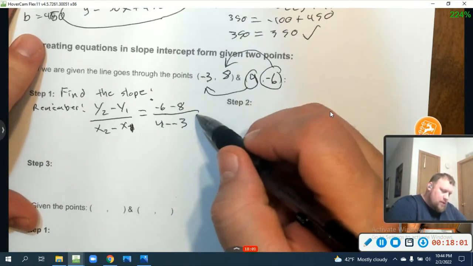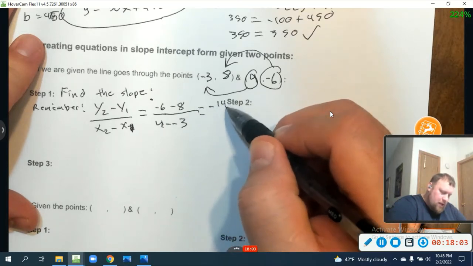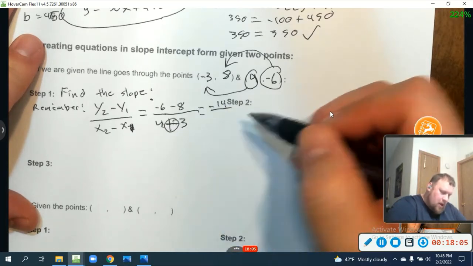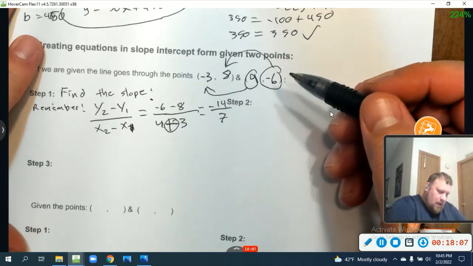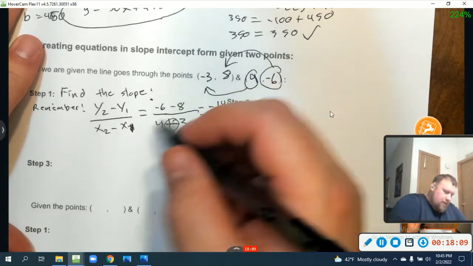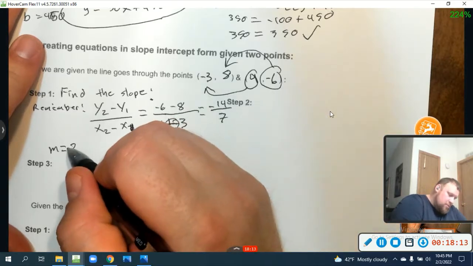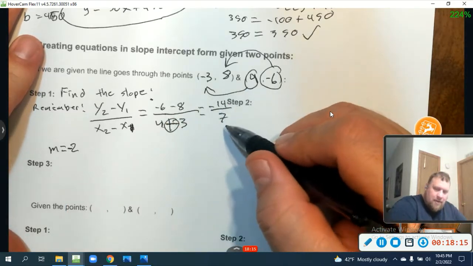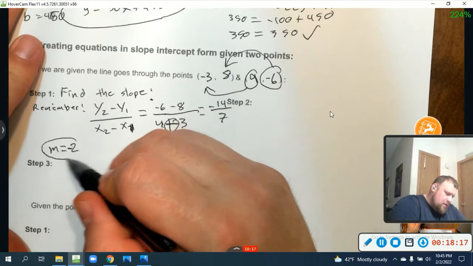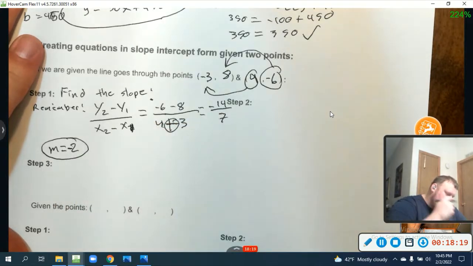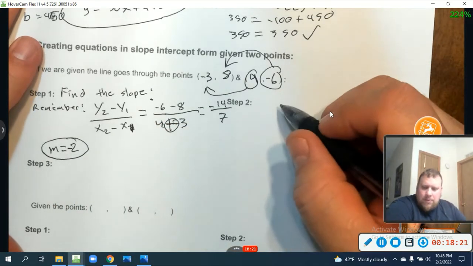All right, so let's solve this. Negative 6 minus 8 is negative 14 over, this becomes a plus, right? 4 plus 3 is 7. And what's negative 14 divided by 7? We know that our m equals negative 2, because negative divided by a positive is negative. So now we go to our step 2.